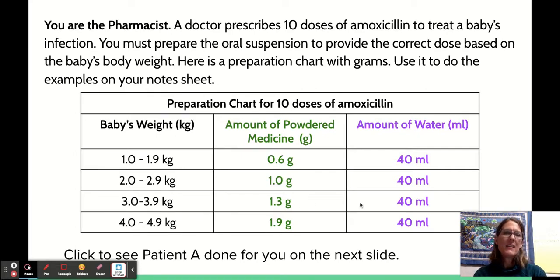So we'll click to see patient A done for us. And now, by the way, these questions that you're going to fill in here, you're going to use to answer the questions in the next assignment, 3.4. That way you can see if you get the answers right.